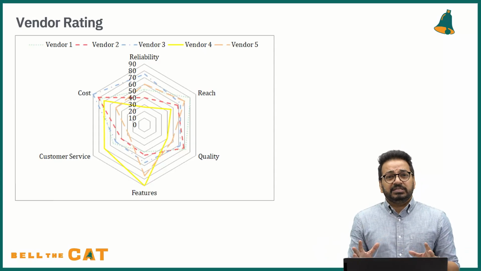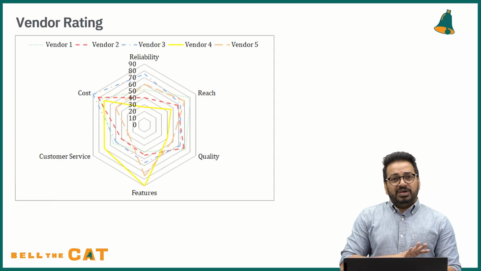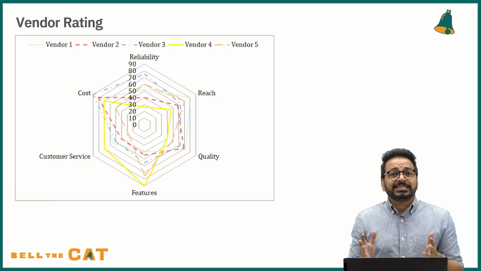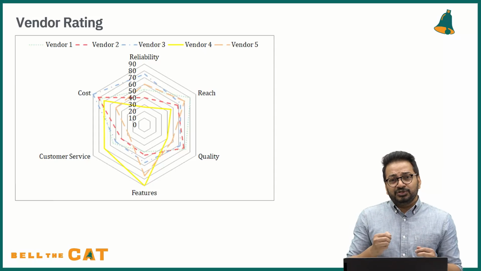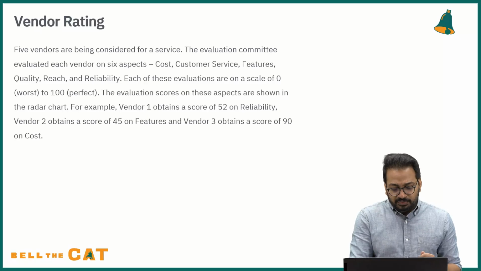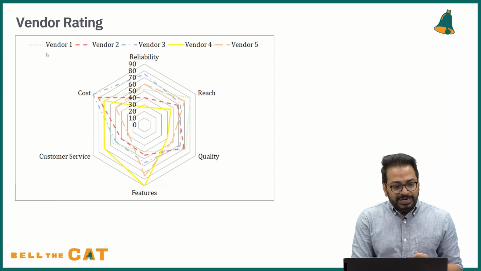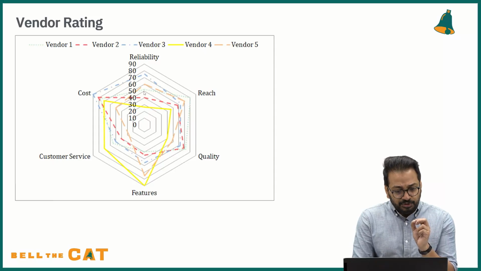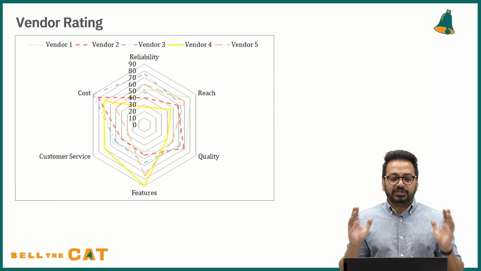Now, imagine you're going into CAT and you have never seen this. This need not be scary, right? Now, what are they saying? 0 is the worst, and 100 is the highest. And they're saying vendor 1 got a rating of 52 on reliability. Now who is vendor 1? The green dots, and it's 52. So that means this line is 50, that is given, and this is slightly above that, that's 52, right? So 10, 20, 30, 40, 50, and 52. So you know that. That's all that they've given.